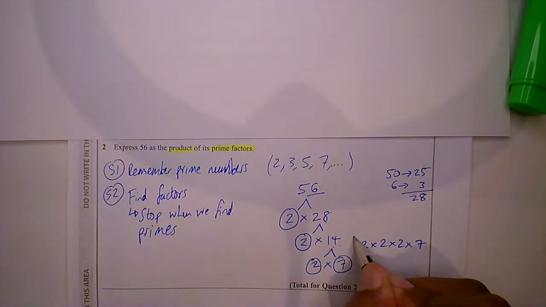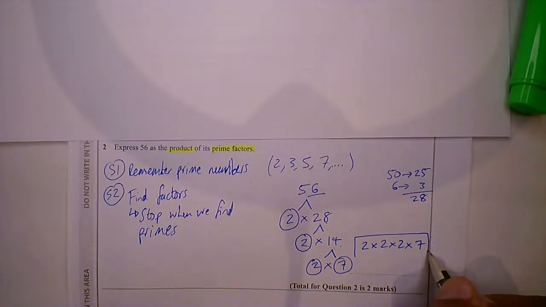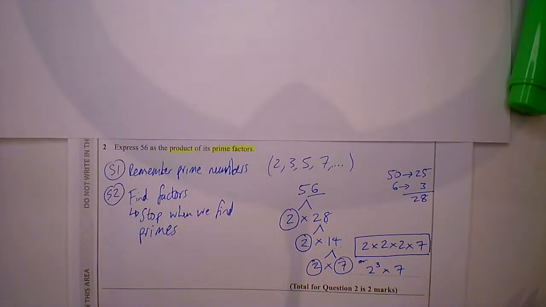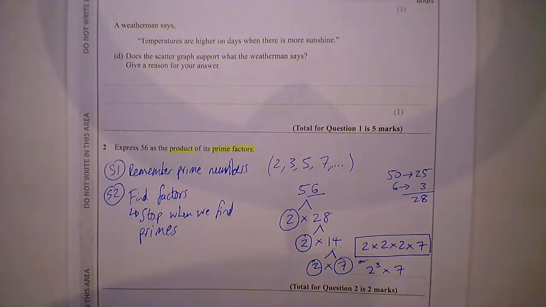Times 7, rather. You can see 7, and I just said 3. So 2 times 2 times 2 times 3. You don't need to write it out as powers, although you could write it out as 2 cubed times 7. But we don't need to do that, so we don't need to stress ourselves about that. Okay, so hopefully you got the same answer. Okay, let's go to our next thing.